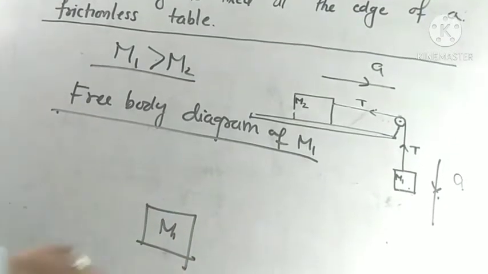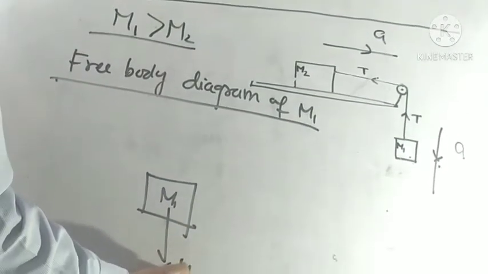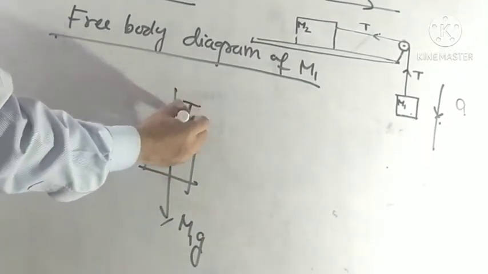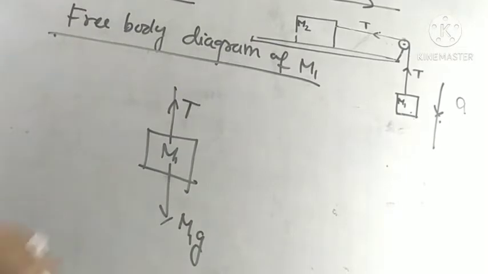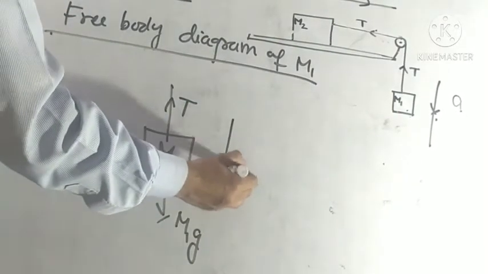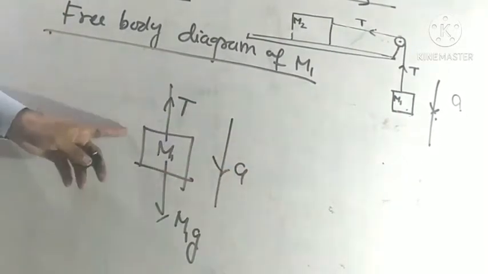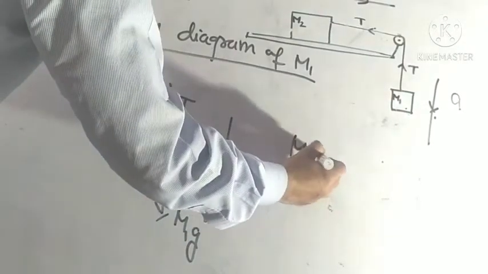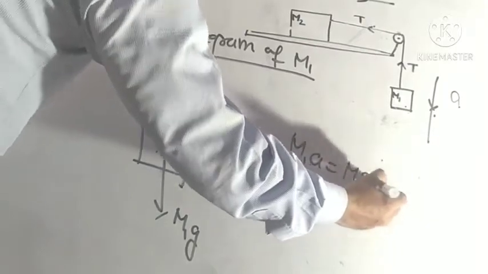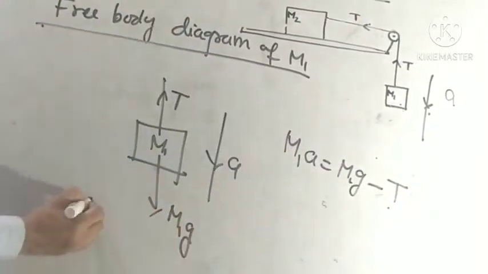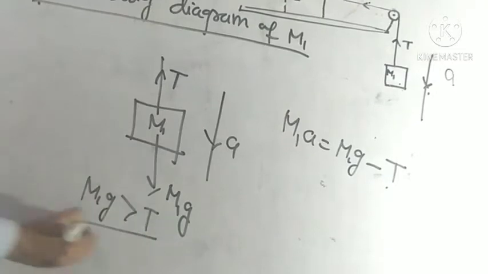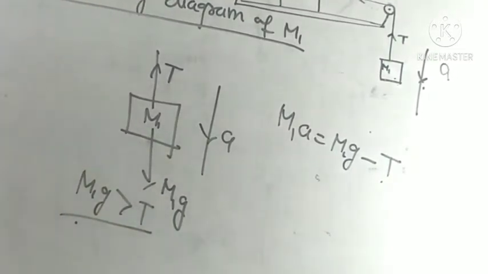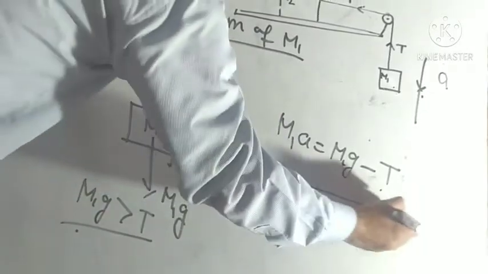The weight of this body always acts vertically downward, and that is M1G, and the tension T in the string acts vertically upward. Now this body will move vertically downward with acceleration A. So there will be a net force on this body, and that net force will be M1A is equal to the weight of this body minus tension T. I mean the weight of this body is greater than the tension T in the string, because this body moves vertically downward. Here we call it equation number 1.